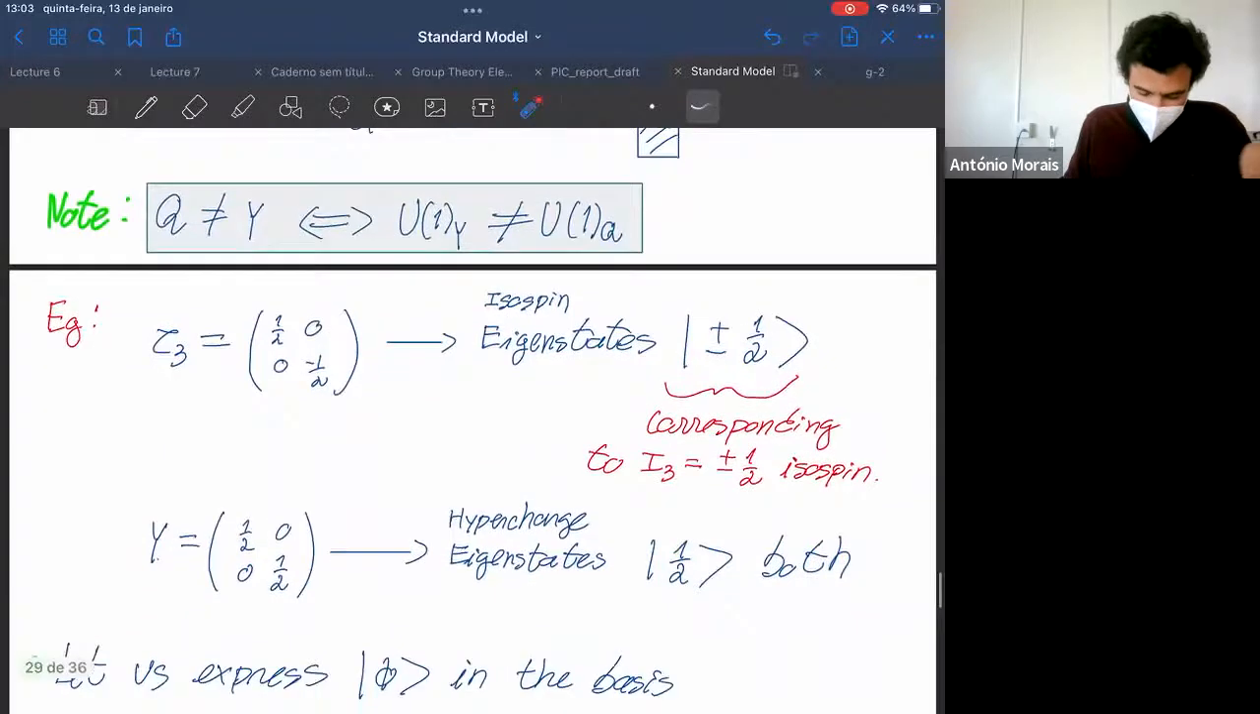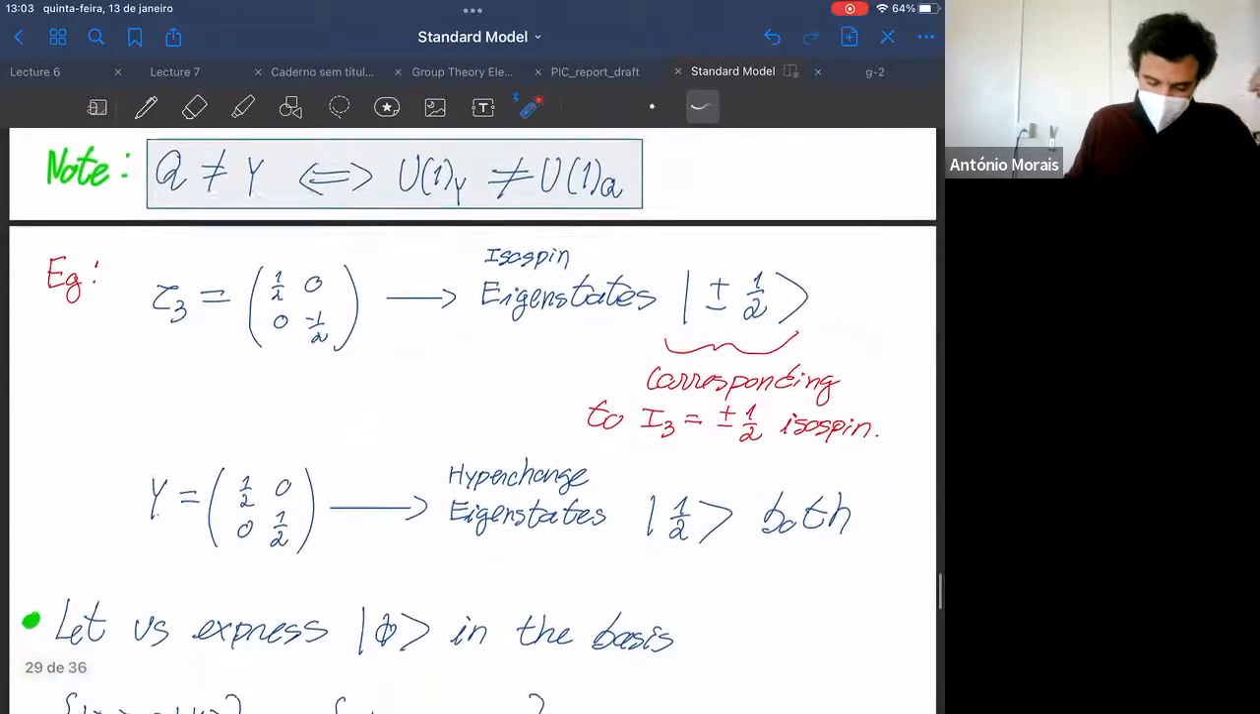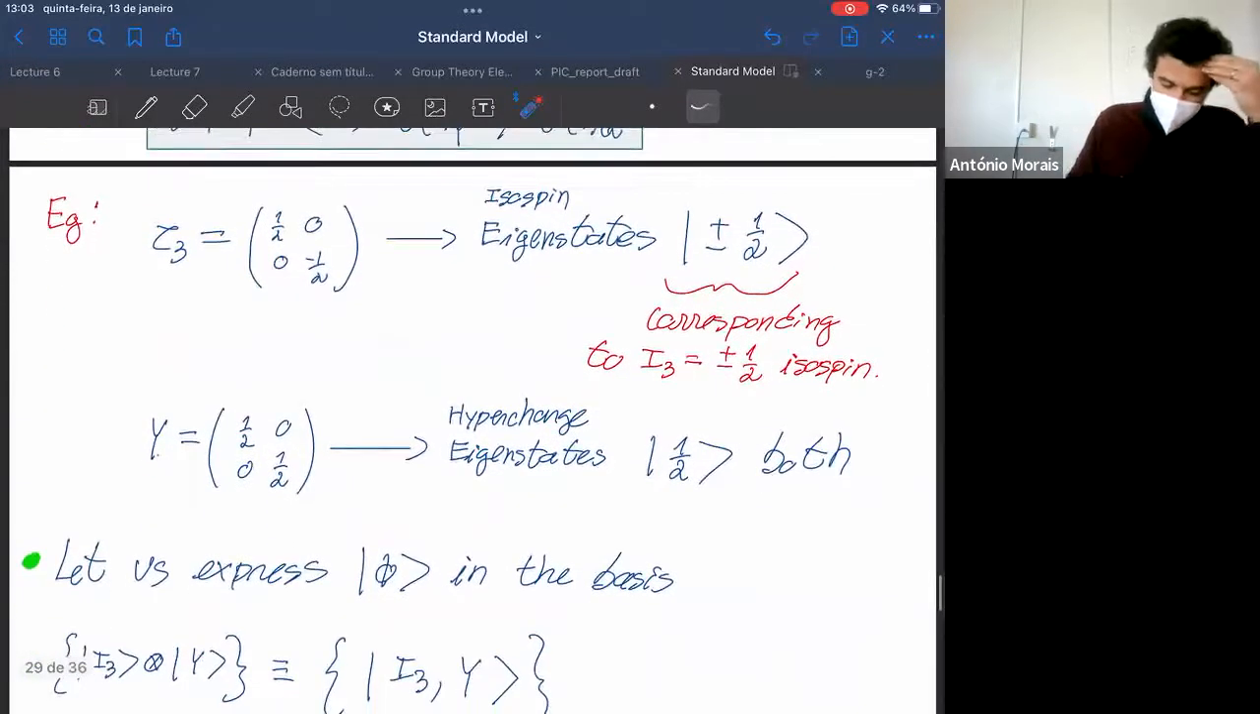You can think of this as just an idea in a more quantum mechanical way, with the bras and kets in this case. So you get the tau 3 with this matrix, and it defines your isospin eigenstates.